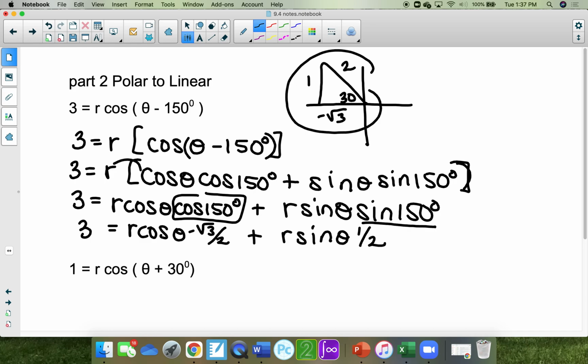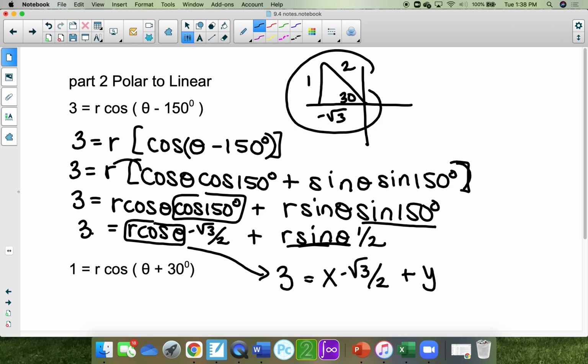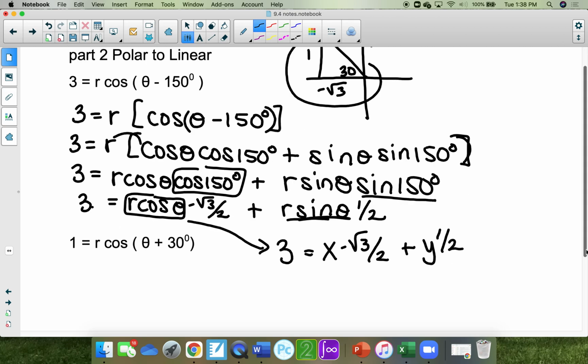And then my r cosine of theta turns into 3 equals, from right there, r cosine of theta is x, negative root 3 over 2, plus r sine of theta is y, 1/2. And all I'm going to do is multiply everything by 2. So I'm going to get 6 equals a negative root 3x plus y. Final answer.